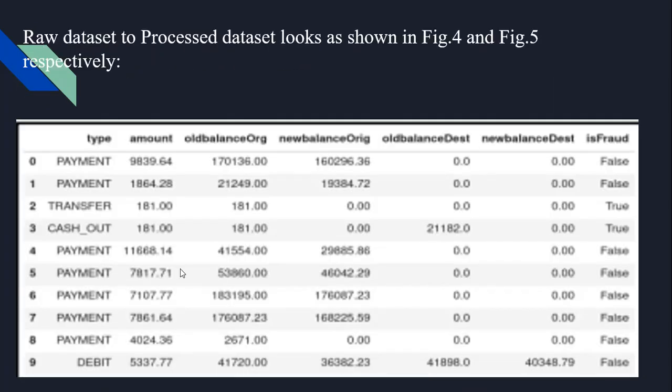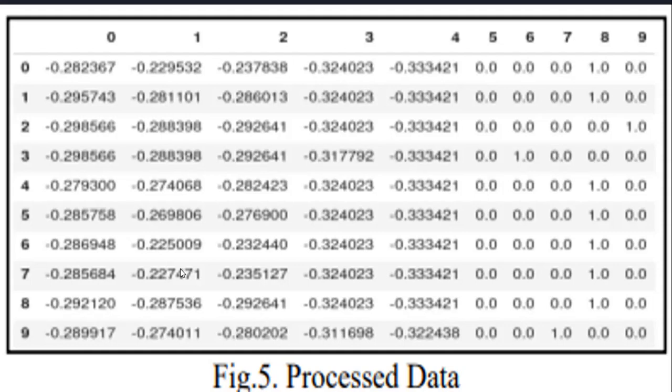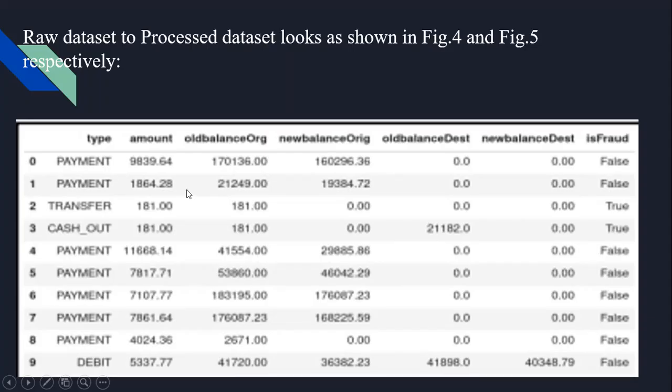And this is the actual raw data set I have taken. I have used two data sets: one is the raw data set and the other is the processed data set. This is the actual snapshot of my raw data set, and this is a snapshot of the pre-processed data set I have used. We can see here the boolean and numerical values, and the strings are also there.